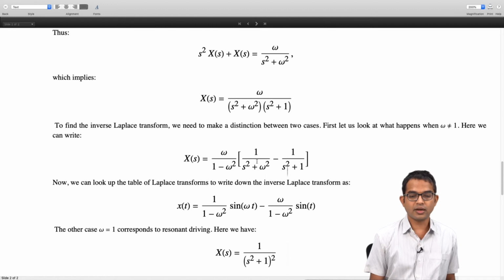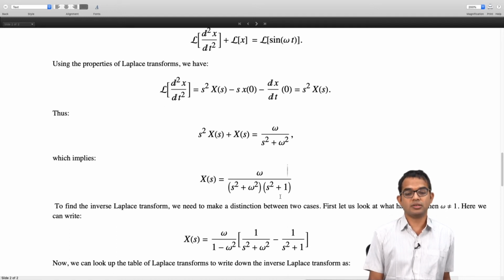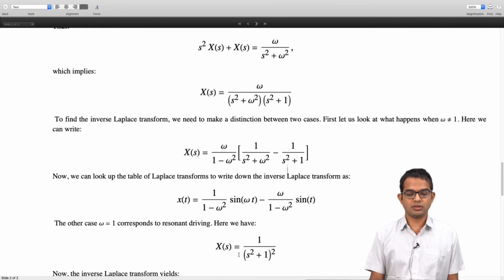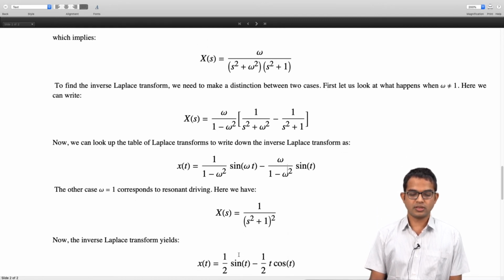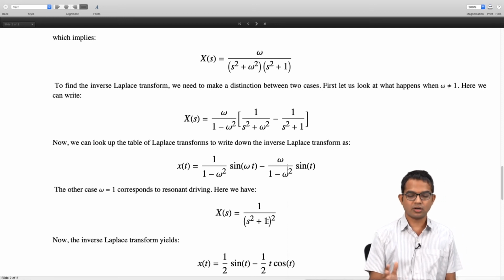If omega equals 1, let's go back to X of s. We have simply 1 over s squared plus 1, the whole squared. So it's a different way of working out the inverse Laplace transform. This is the function for which we have to work out the inverse Laplace transform. We have seen that when you have something like this, you can look up from the table, or you can work it out by some other means. So I'm giving you the answer. Look it up from the table. This type of function is also covered in the table.